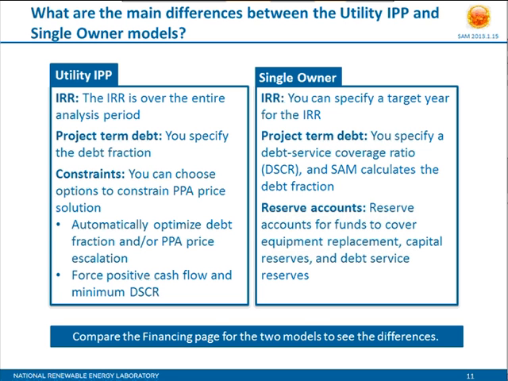The utility IPP model has a set of constraints that I'll get into a little bit later, but it also allows you to have SAM calculate an optimal debt fraction for you, or PPA escalation rate. So there are these optimization options and constraints on the utility IPP model that are not part of the single owner model. And again, as I mentioned before, the reserve accounts are explicitly modeled in the single owner model. In the utility IPP, you'd have to include those reserve accounts in your operating costs. And as I showed you, you can compare the financing page to get a sense of the difference between the two models.